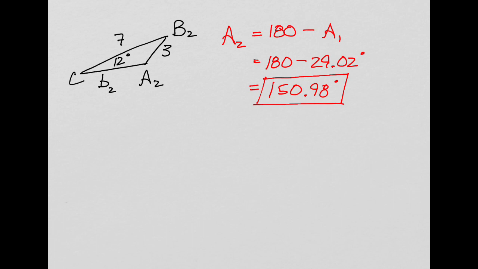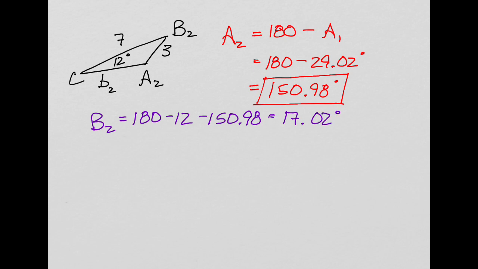To find the second version of angle B, we'll do that like we always do when we know two angles of a triangle and we want the third. We'll do that one by subtraction. 180 minus the two angles that we know. And for angle B, we get 17.02 degrees, little tiny angle B up there.